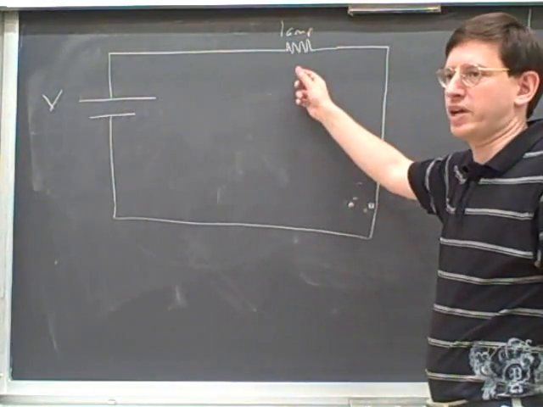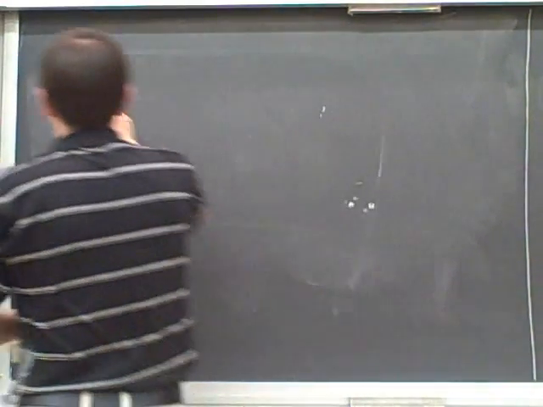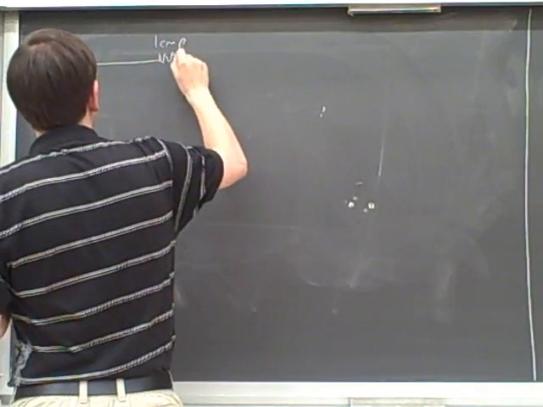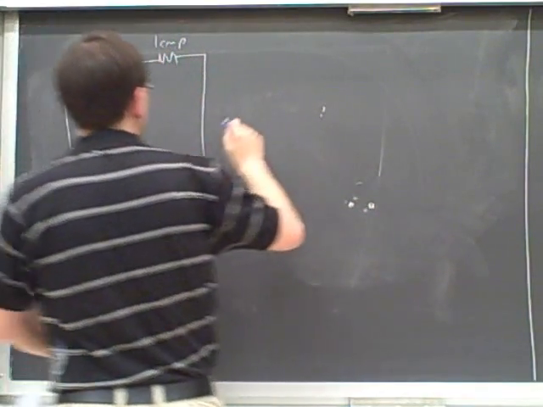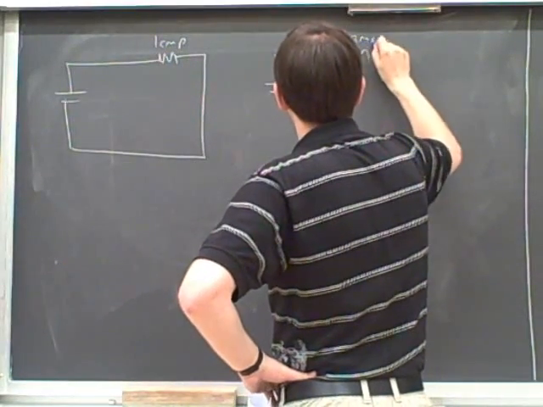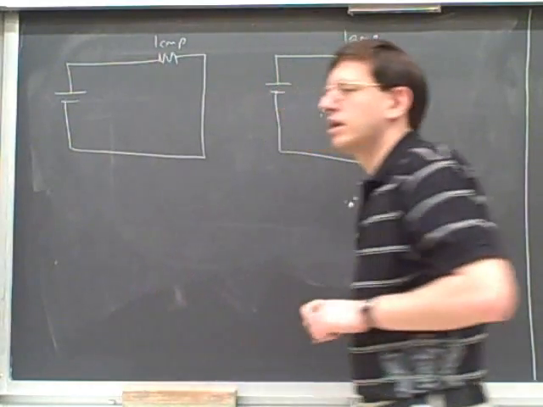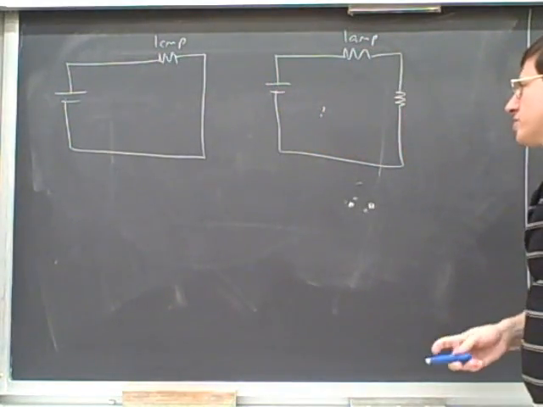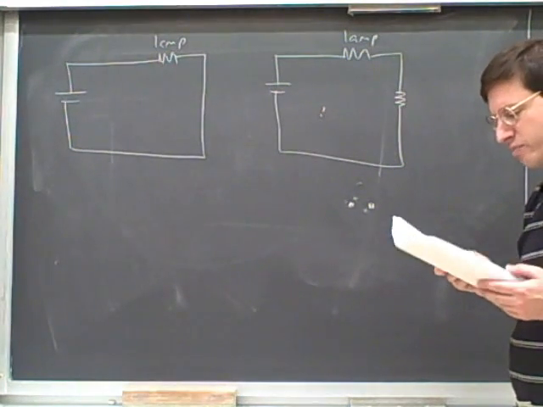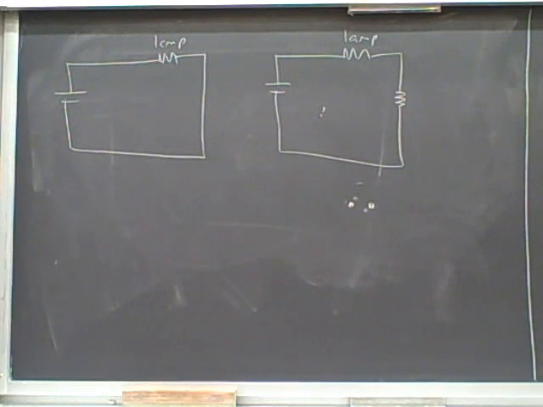So let's say we start with this picture. I should have drawn a smaller picture. Now let's say in this new picture there's an extra resistor. What's going to happen to the brightness of the lamp? Will it go up or down? And how can we explain that?